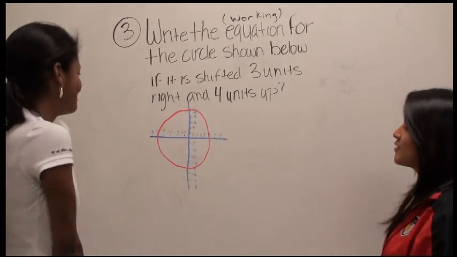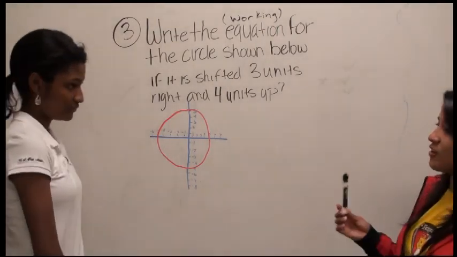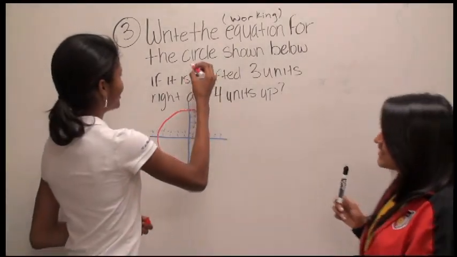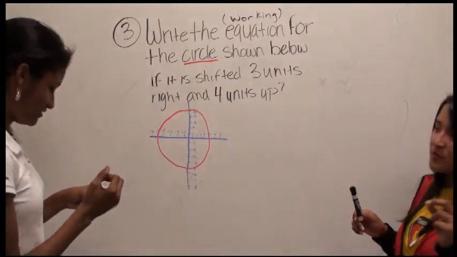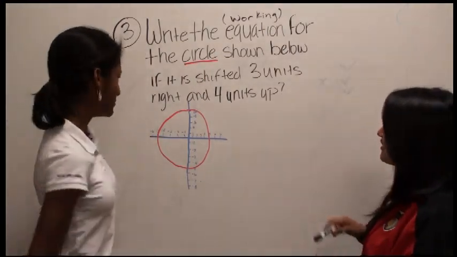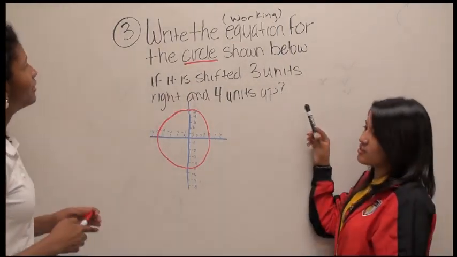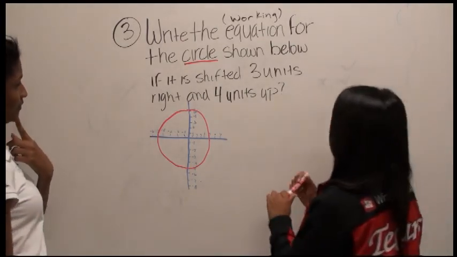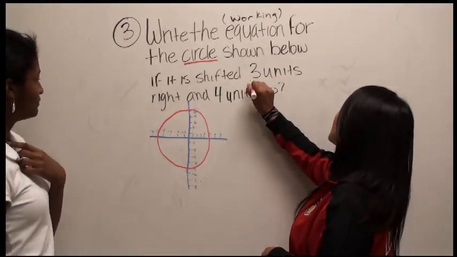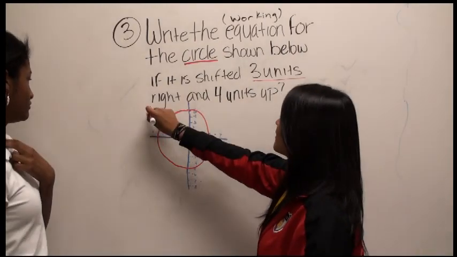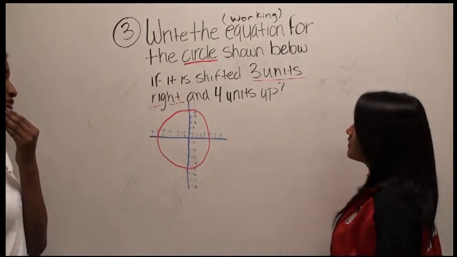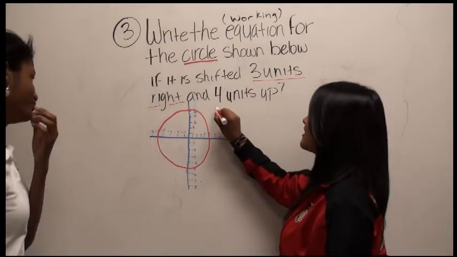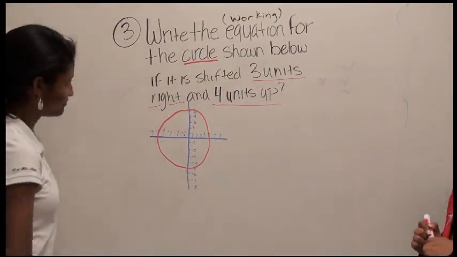Alright, so the first thing we need to do is identify the graph. The question says it's a circle, so I'm guessing it's a circle. We have to underline the important information. What other things should we underline, Shelby? Maybe the 3 units, right? And I was thinking the 4 units up.